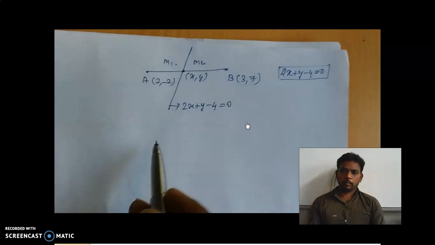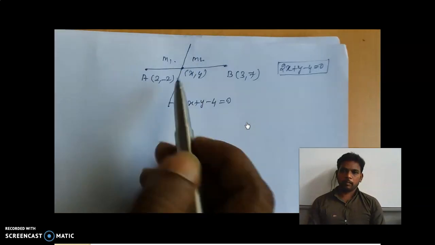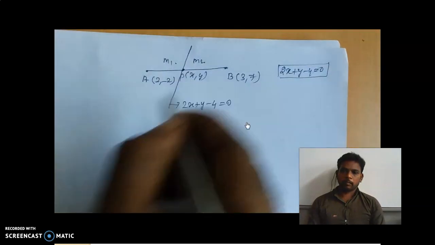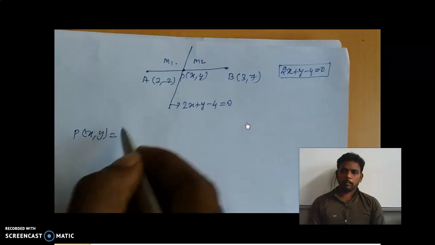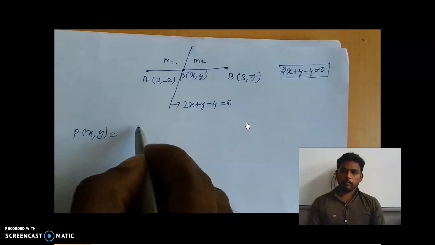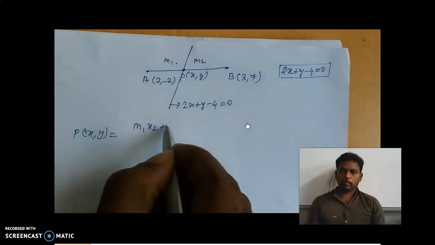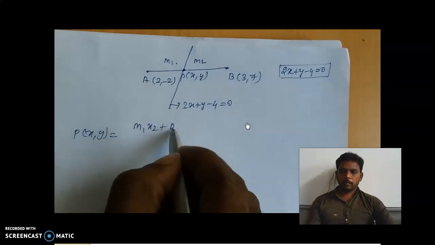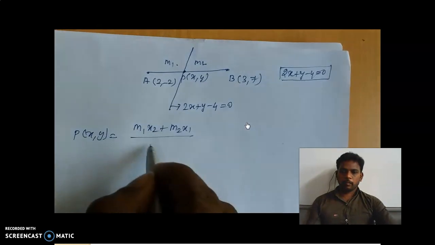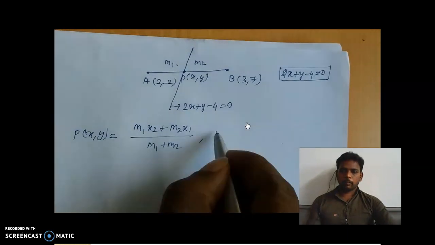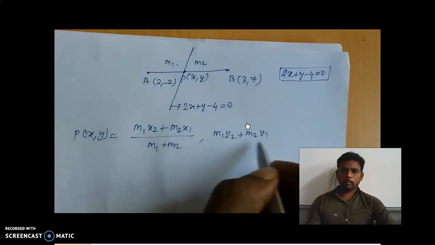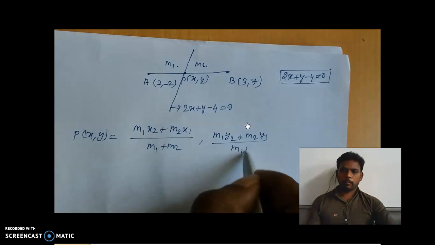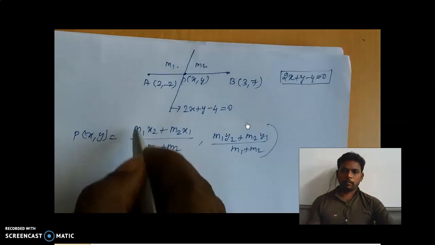Through that only we are going to find out the ratio. Okay, so now let us take this as p. So by using section formula, p of x comma y equal to, what is the formula? m1 x2 plus m2 x1 divided by m1 plus m2 comma m1 y2 plus m2 y1 divided by m1 plus m2. That is the section formula.